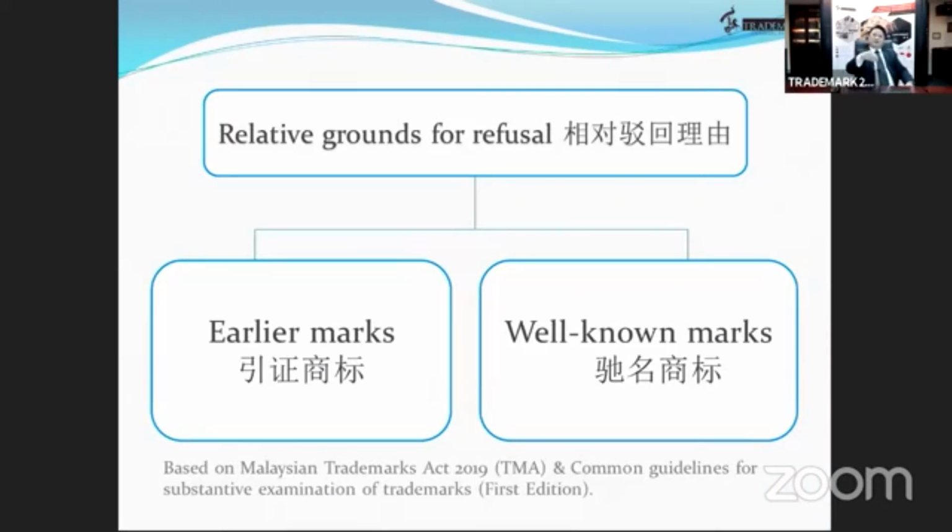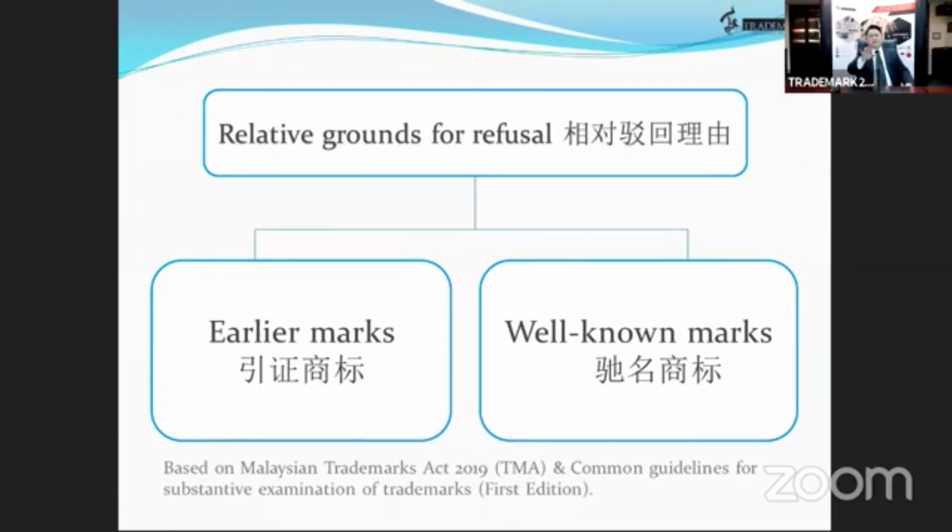Now we go to the second part of the grounds for refusal. We call it the relative grounds for refusal. Previously, we called it the absolute grounds for refusal. There are two parts to the relative grounds of refusal on which the registrar may refuse your trademark applications. The first is if there are any cited earlier trademarks, which means there are earlier applications, similar or identical, registered or pending, to your application.